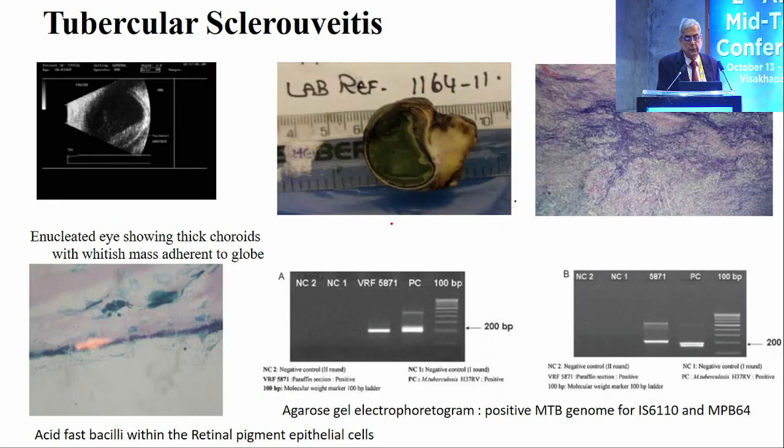And this is the case of tuberculous sclerouveitis which was removed as a tumor. On histopathology, on gross examination, there is a mass lesion in the choroid and the sclera, and these scleral lesions were showing chronic granulomatous inflammation. Within the RPE cells, acid-fast bacilli were seen, and agarose gel electrophoresis showed positive MPB DNA for IS6110 and MPB64.